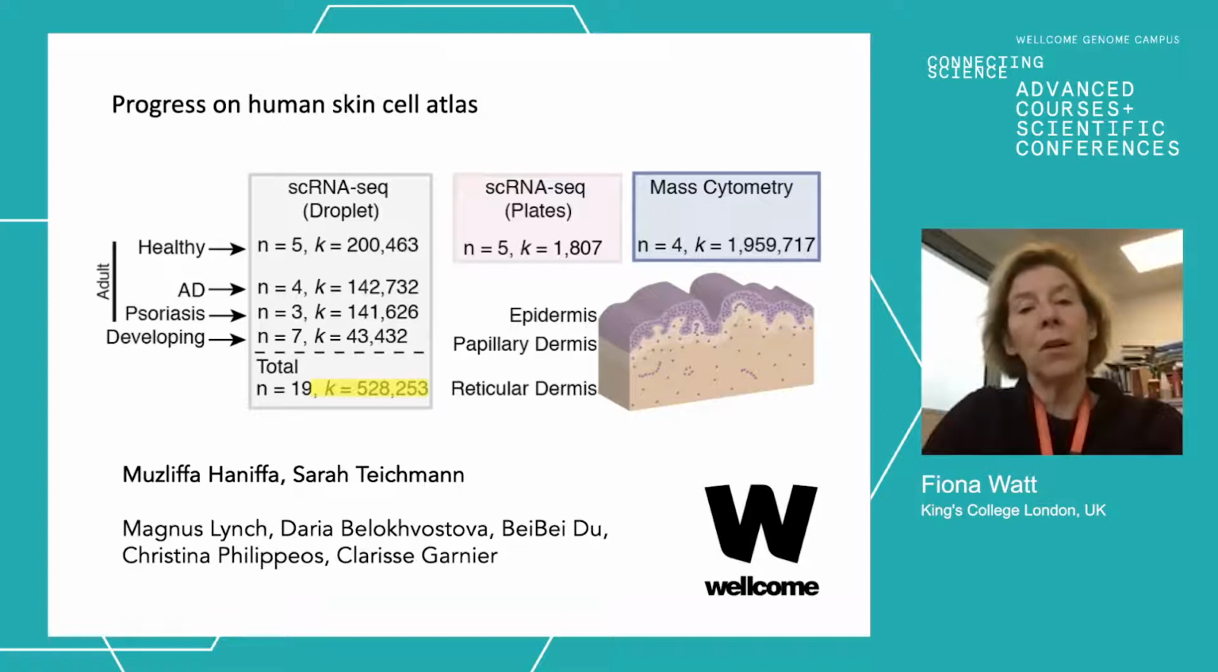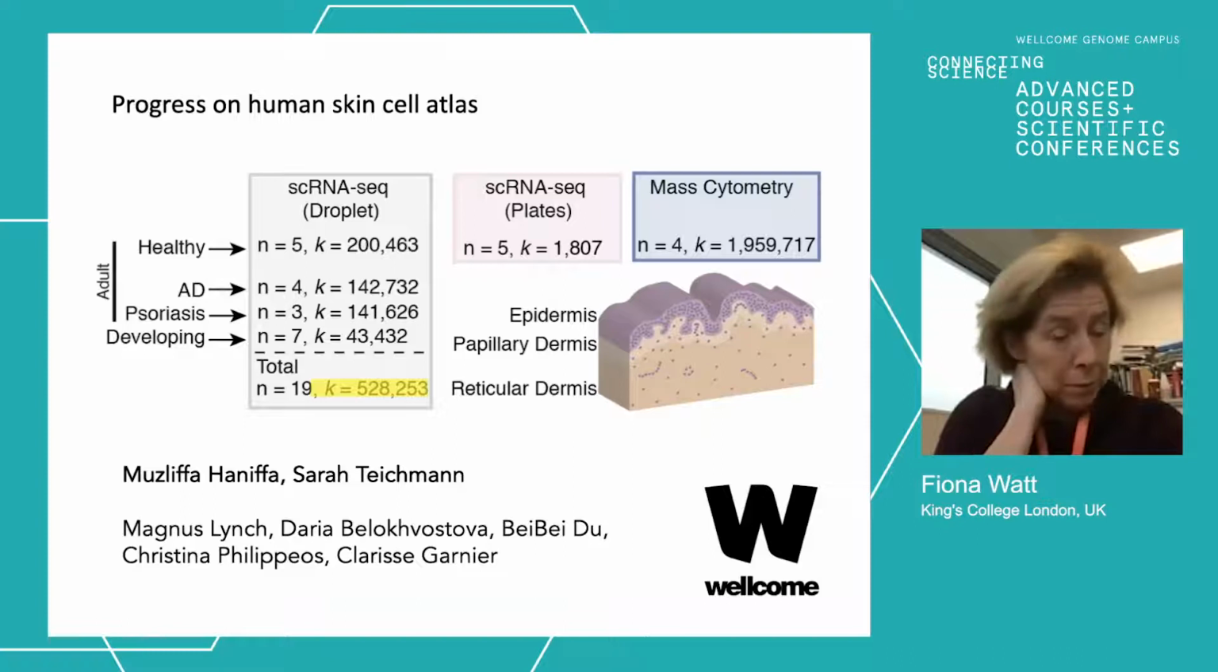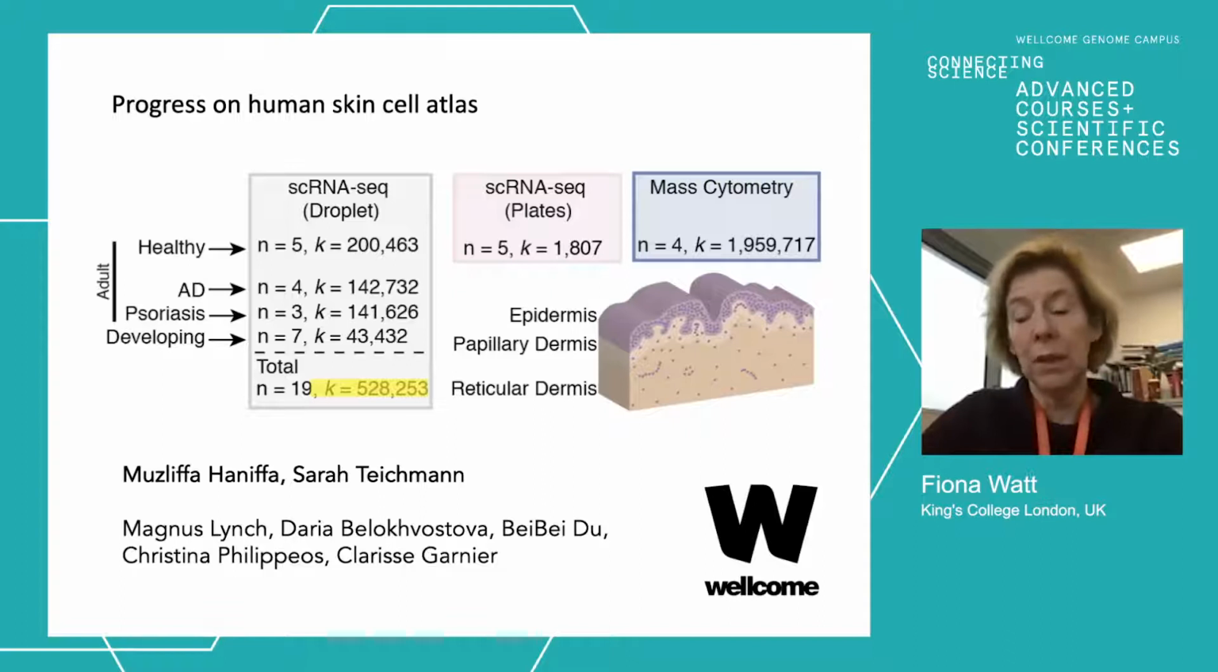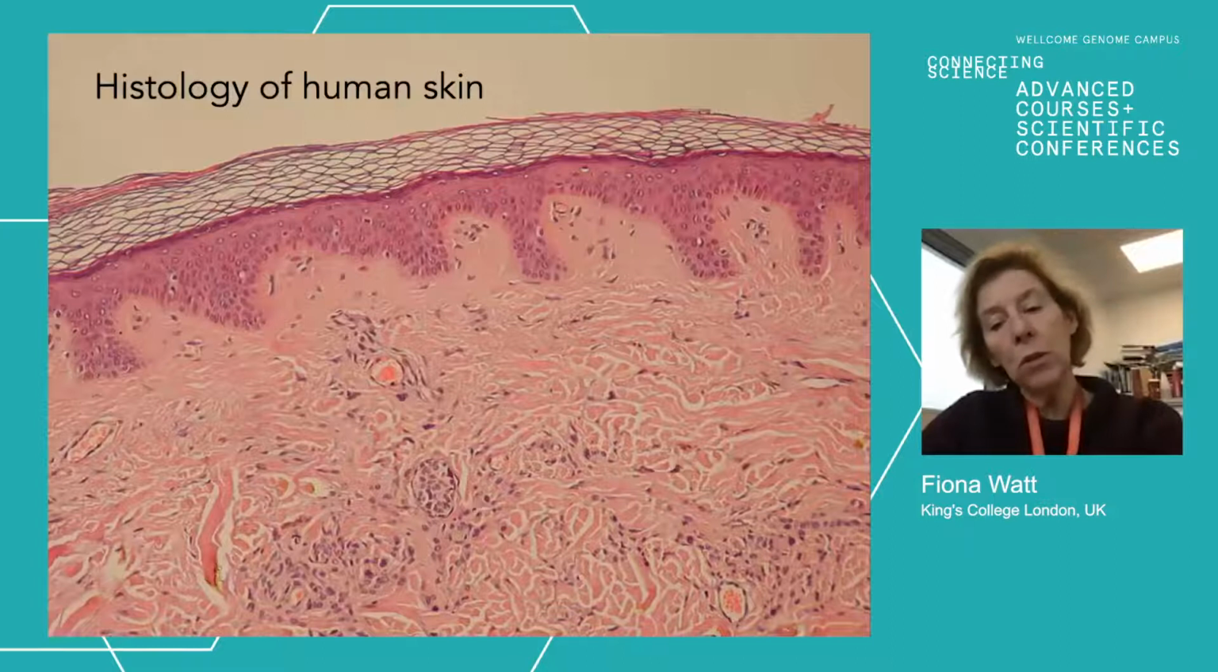Instead of focusing on cells that we've cultured from human epidermis, we've got cells from epidermis and dermis. And we've also got samples from healthy adult skin, and from patients with atopic dermatitis and psoriasis. And Muz has been working with the developmental tissue bank in Newcastle to also obtain data from fetal skin. So the amount of information that we have at our disposal is really massive and incredibly exciting. So what can we do with this information?